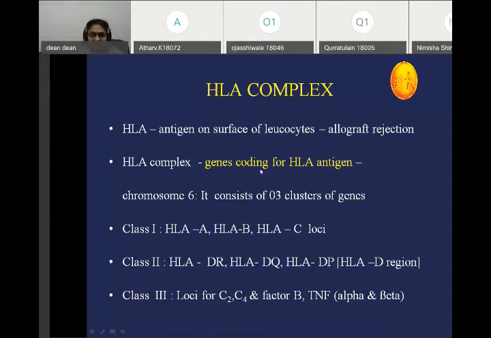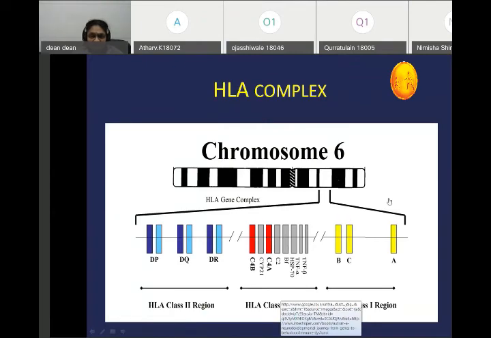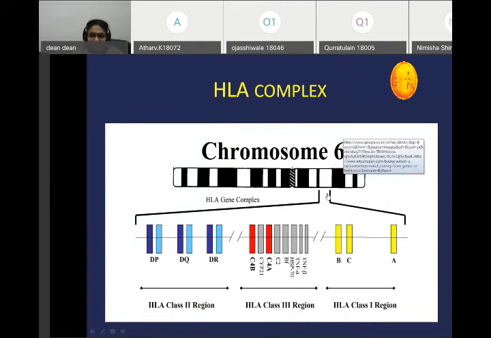These antigens are coded by genes. The genes which code for these HLA antigens are located in the short arm of chromosome 6. They consist of 3 clusters of genes, class 1, class 2 and class 3. The class 1 cluster includes HLA A, B and C loci. Class 2 includes DR, DP and DQ regions, and class 3 includes complement components, factor B and tumor necrosis factor. This is the short arm of chromosome 6 where this HLA complex is located.